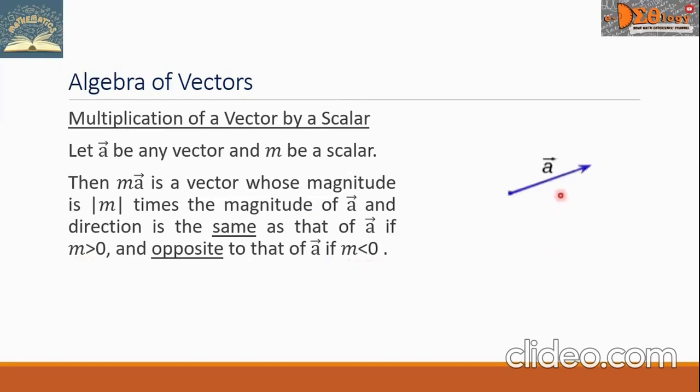For example, this is vector A. The vector 2 times vector A is here. We can see that the vector 2 times A is twice the vector A, and they are going in the same direction. And here is another example, negative 1 times vector A, or simply we say negative vector A. We can see that it is coming in the opposite direction, but of the same magnitude as vector A.